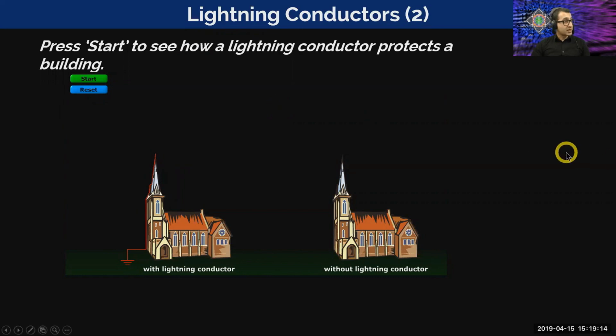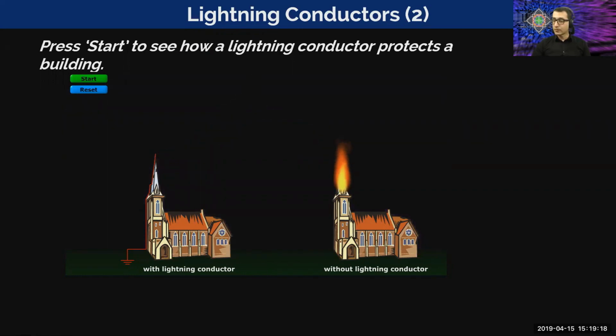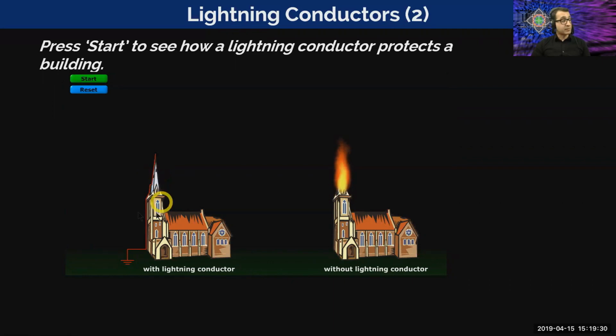So the distinction here would be like this. We can see here that the building that was protected by the lightning conductor has much lower damage. It will experience maybe a little bit of damage, but nowhere near as much as the building not protected by the lightning conductor here.